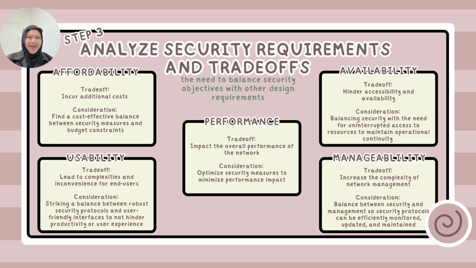Step 3. Analyze security requirements and trade-offs. When designing a secure network, crucial trade-offs must be considered for a balanced and effective system. First of all, affordability. Security comes at a cost. Striking a balance between robust measures and budget constraints is key, ensuring security aligns with financial resources.